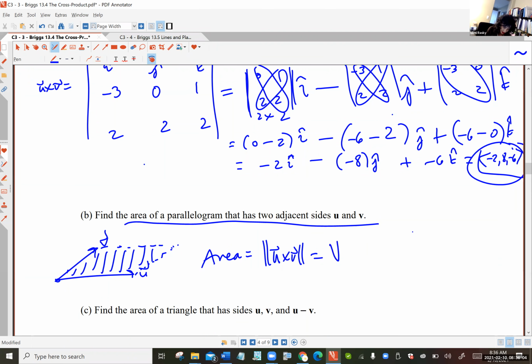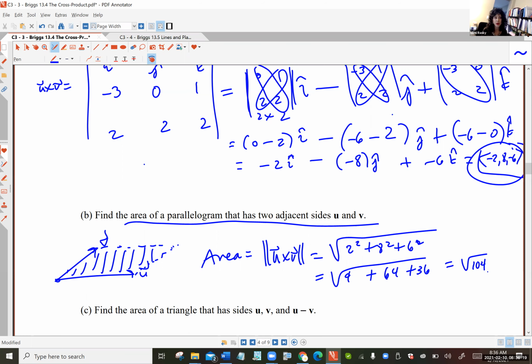So the magnitude of that is going to be the square root of the sum of the squares of the components. And what do I have here? Square root of 4 plus 64 plus 36. Oh, and that's square root of 104.